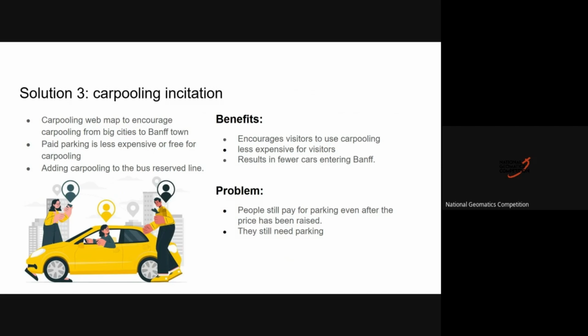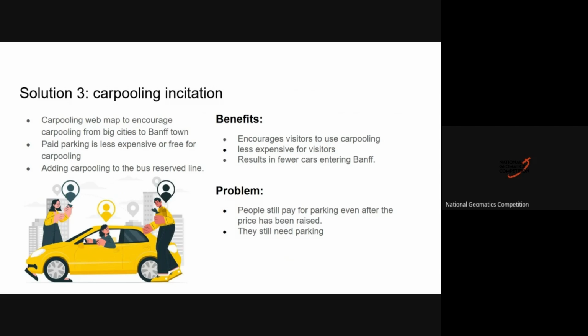Also, if the paid parking area is less expensive or free for carpooling, that may increase carpooling, as well as adding carpooling to the bus reserve lane. I think it's not possible right now, but maybe in the future that would be a great addition.